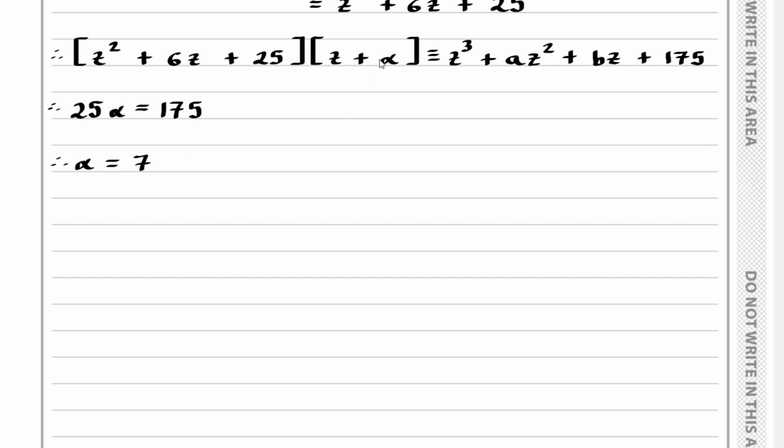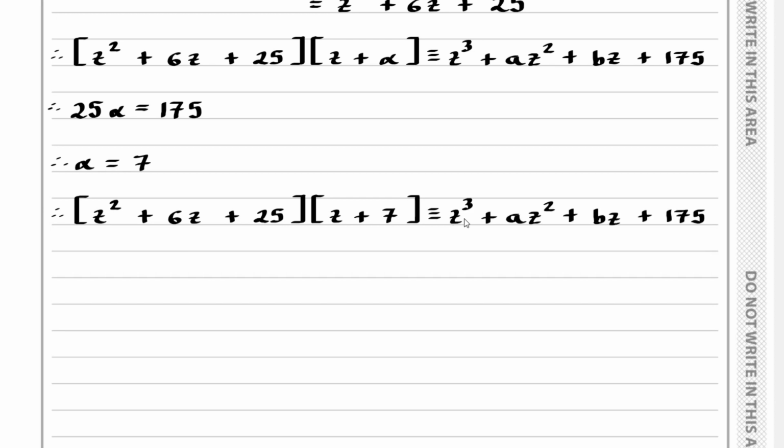and if that's the case, then alpha is equal to 7. And knowing that alpha is equal to 7, we can then say we have (z squared plus 6z plus 25) multiplied by (z plus 7), which is equivalent to z cubed plus az squared plus bz plus 175. And if we compare the coefficients of the z squared terms, on the right hand side we have a of them, and on the left hand side we have z squared multiplied by 7 plus 6z multiplied by z. So we have 13 z squared on the left hand side, meaning a is equal to 13.